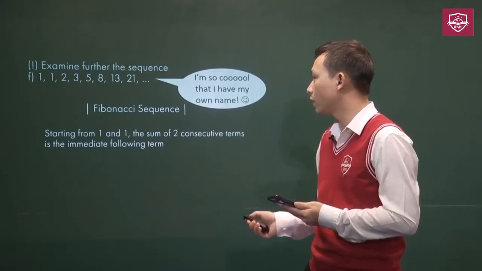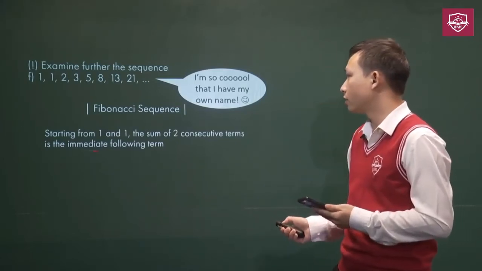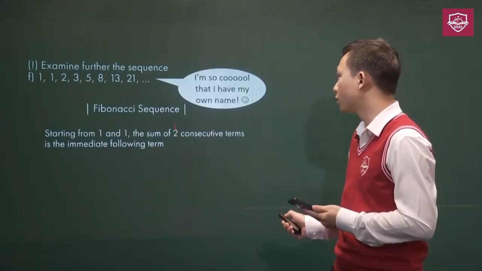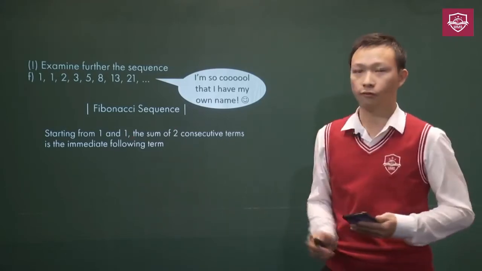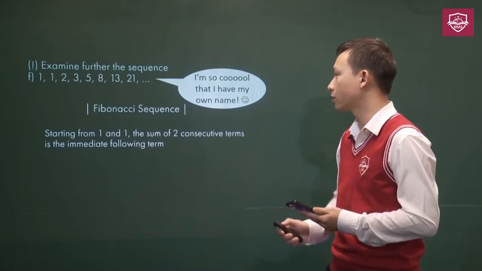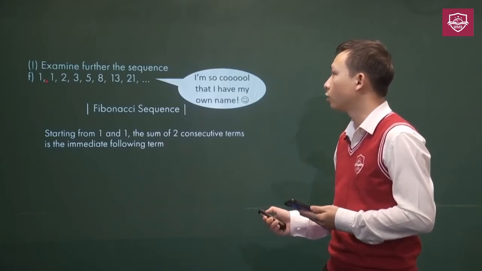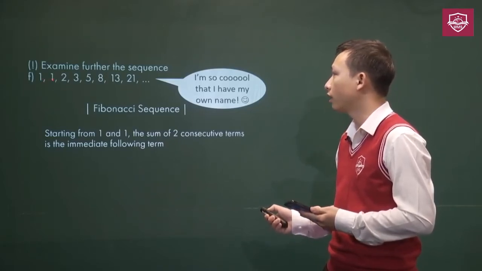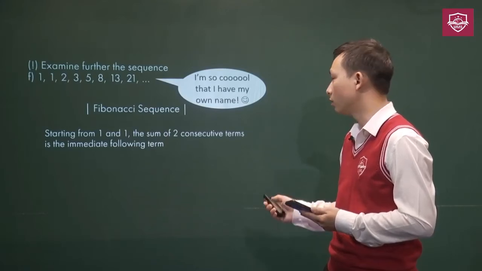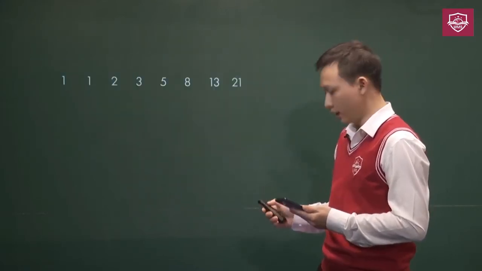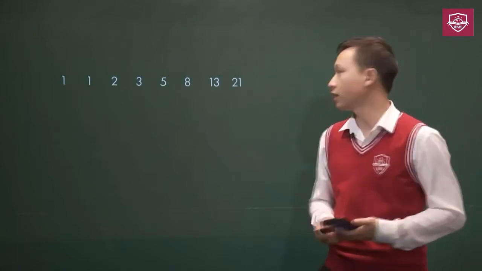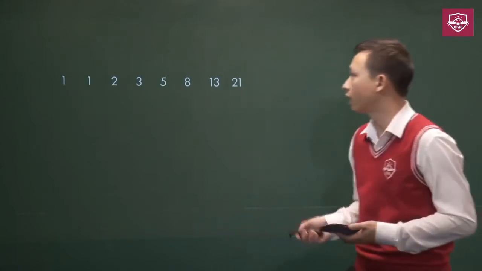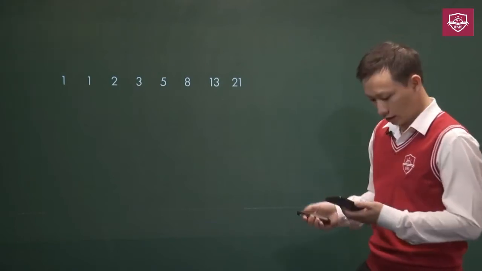The rule of the Fibonacci sequence here is, starting from 1 and 1, the sum of 2 consecutive terms is the immediate following term. As you have figured out in the previous problem, we add 1 and 1 to get 2, and add 1 and 2 to get 3, and so on. And now, why is this so important and why is this so popular? Let's have a look at this. I'll have some demonstration here.